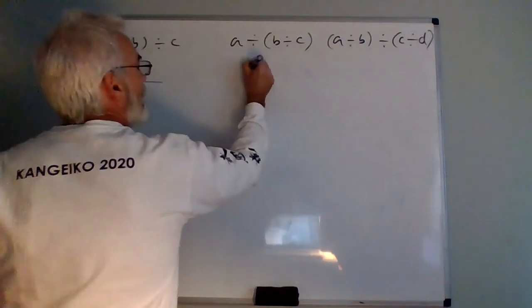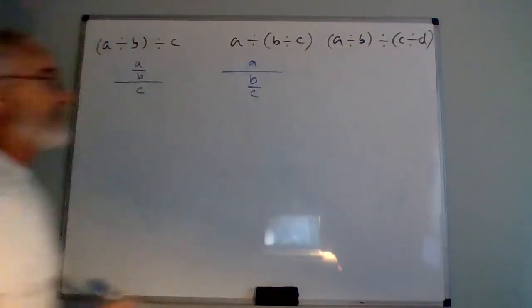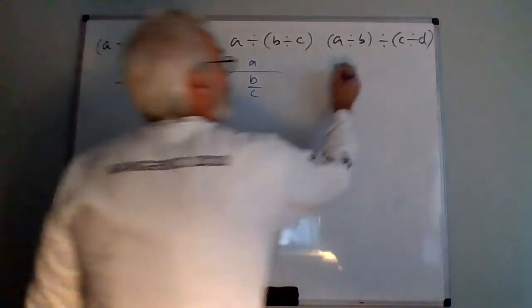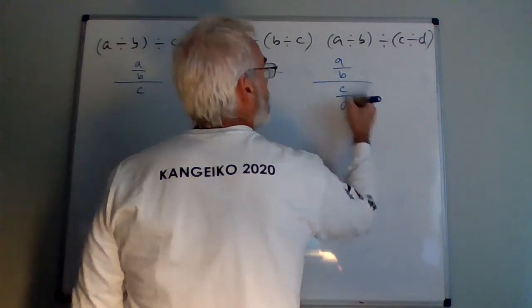This would be A over B over C. These are not the same thing. The last one, A over B over C over D.